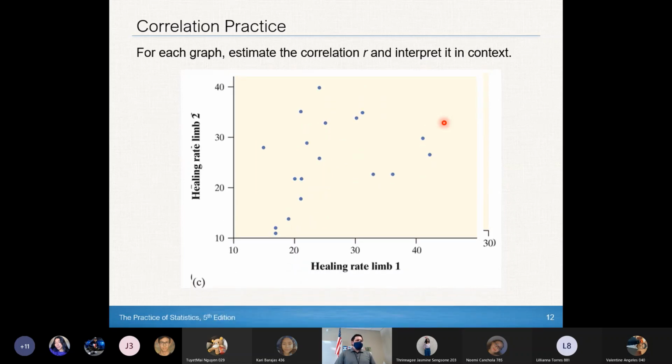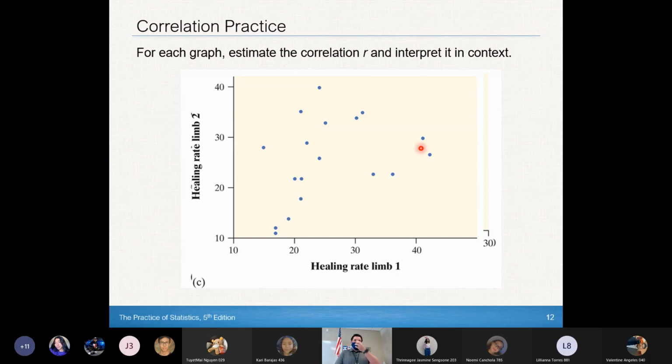We've got healing rate of limb 1 versus healing rate of limb 2. This is pretty scattered. The more scattered this is, the less close these things will be to a linear, like a line of best fit, the smaller the value of r is. Right? This might be a teeny tiny positive, but most likely it's about 0. There's really no association between these two things. They're probably independent, if we want to take it that far.